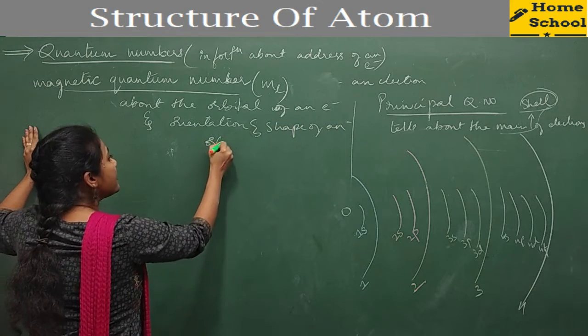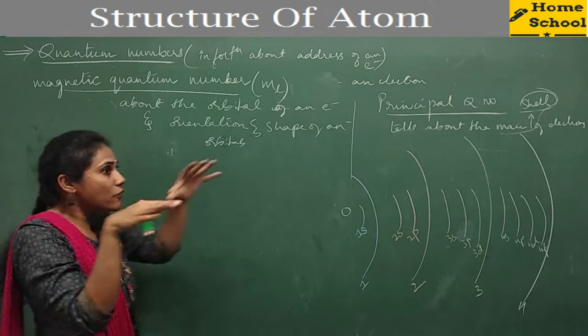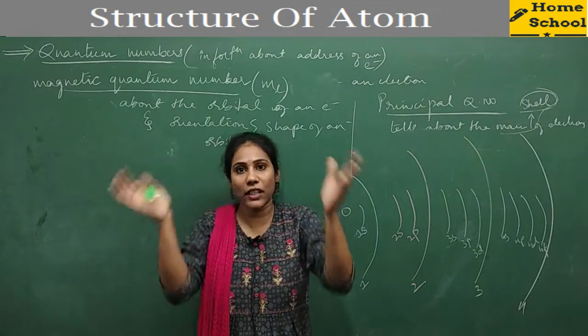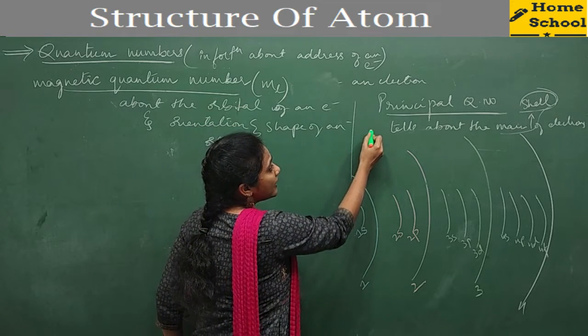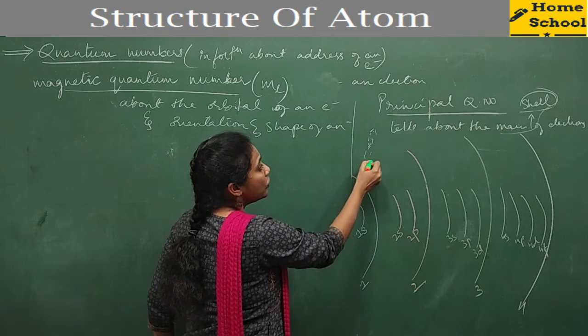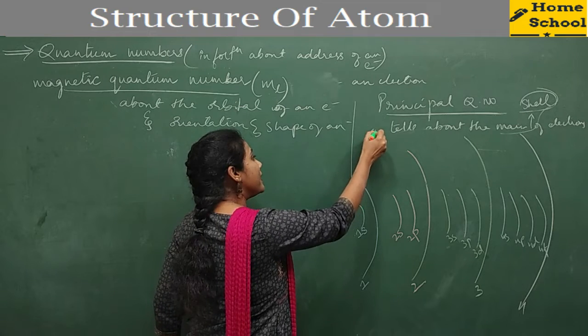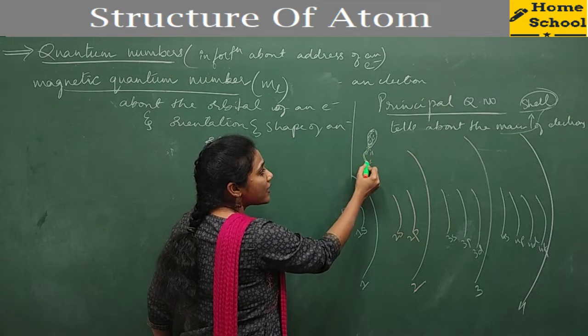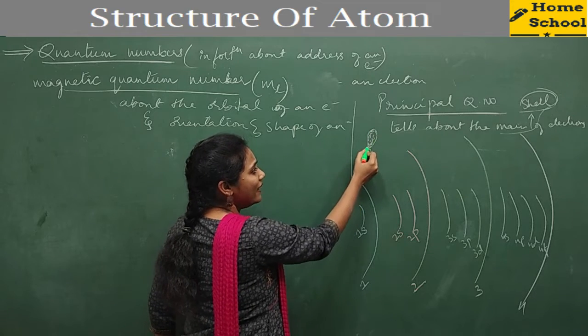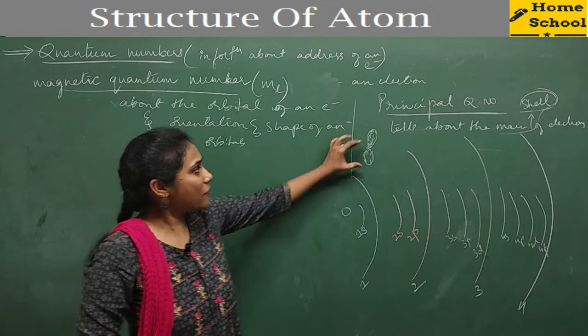These regions where the electron is revolving will have a particular shape. Say, for example, if an electron is revolving something like this, most of the time it is revolving something like this, and if I give a shape for this space, I am getting a particular, specific shape.